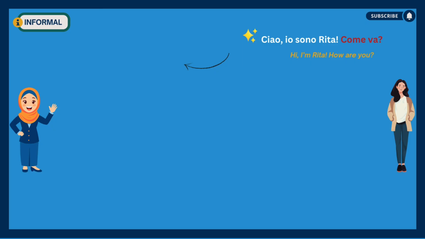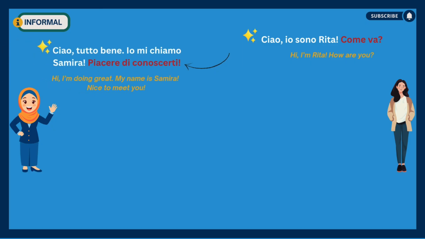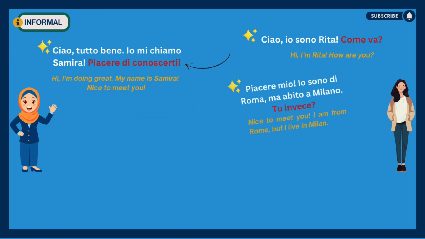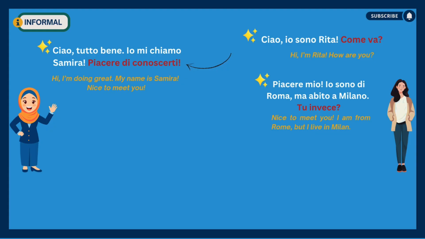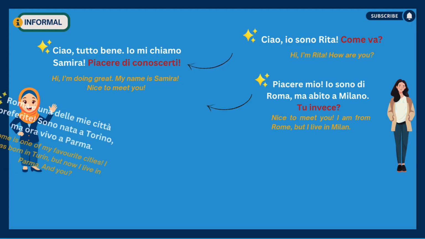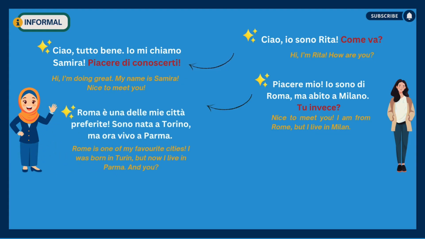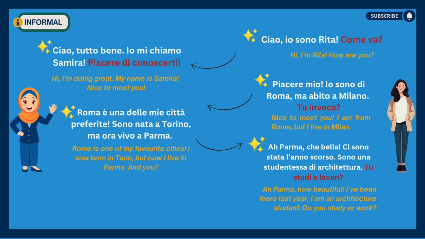"Ciao, io sono Rita, come va?" "Ciao, tutto bene, io mi chiamo Samira. Piacere di conoscerti." "Piacere mio. Io sono di Roma, ma abito a Milano. Tu invece?" "Roma è una delle mie città preferite. Io sono nata a Torino, ma ora vivo a Parma." "Ah, Parma, che bella. Ci sono stata l'anno scorso." "Io sono una studentessa di architettura. Tu studi o lavori?" "Io lavoro, sono una pediatra."